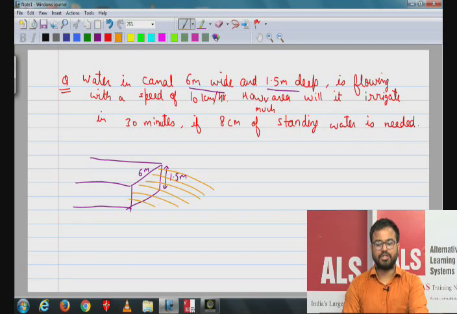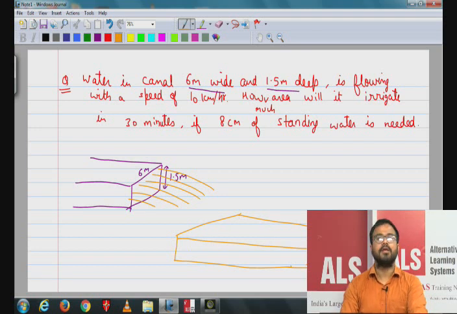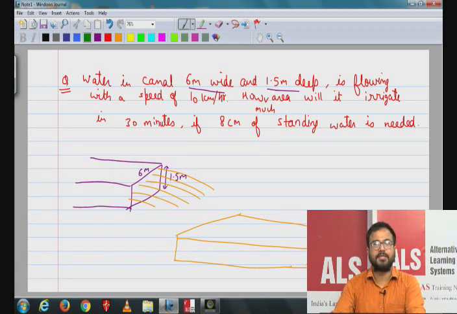So the shape in which the water is coming out is a rectangle, and the dimension of the rectangle is this one. And here is the pond in which the water is getting collected, or you can say the field. The question is like this. Now, it says how much area it will irrigate in 30 minutes if 8 centimeter of standing water is required. 8 centimeter means this height. In the field, the height of water should be 8 centimeter.